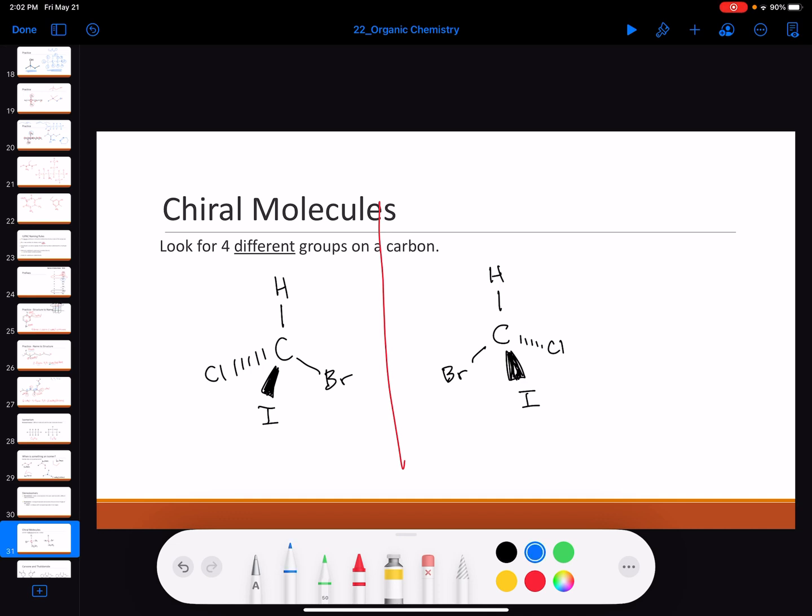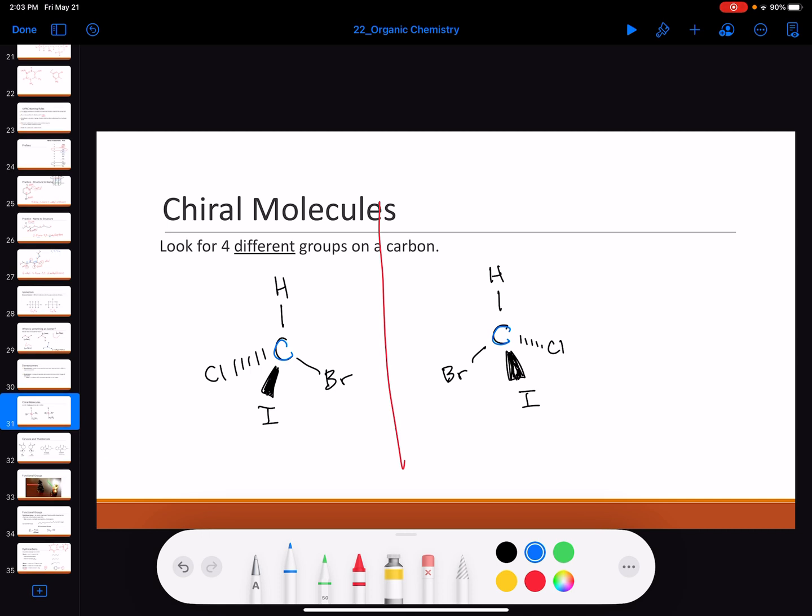So I would say that these carbons here are chiral, okay, because they have 4 different groups attached to them. And these 2 molecules would be stereoisomers. Specifically, they would be enantiomers of each other. Now you might think, why does it matter? Well, it turns out that the 3-dimensional shape of these molecules is really important.